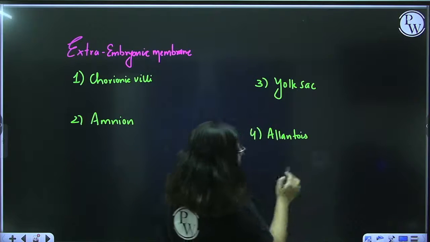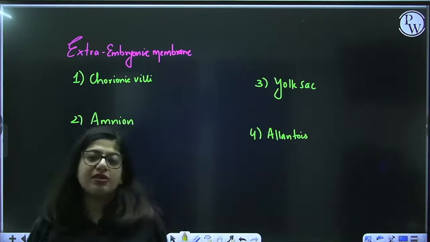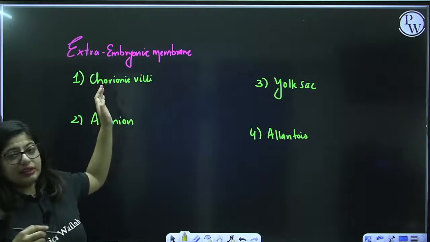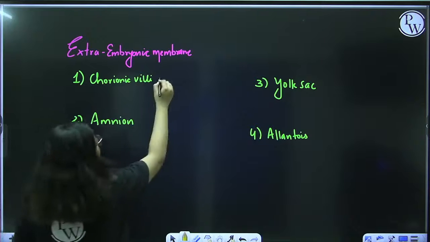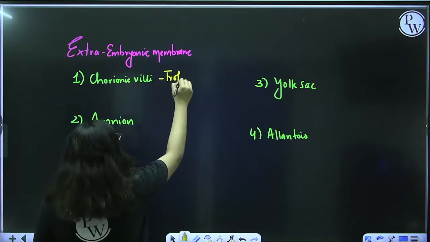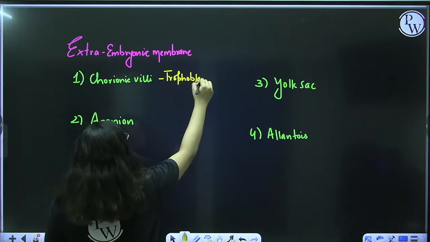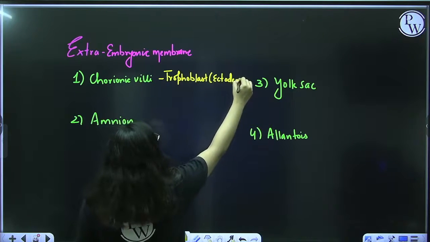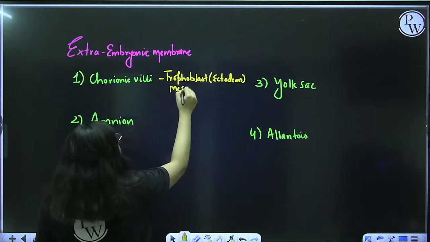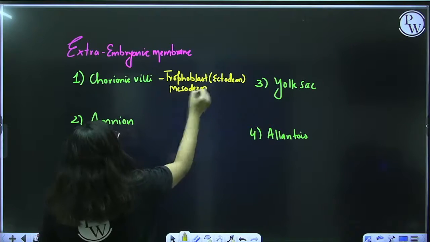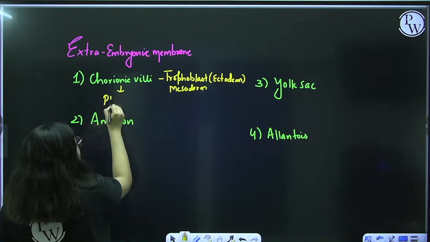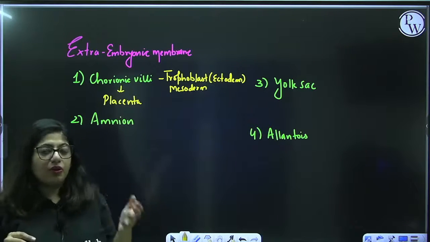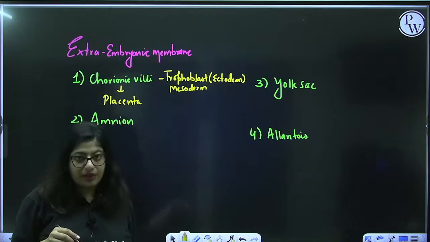First of all, what are these membranes made up of? They are made up of cells of mesoderm and ectoderm only, right? Just like I'll say, the chorionic villi is made from the trophoblast, which is just like ectoderm, and the other layer it has is mesoderm. So what is the role of chorionic villi? It helps in placenta formation. This is its role, because chorionic villi forms the fetal part of the placenta, right?